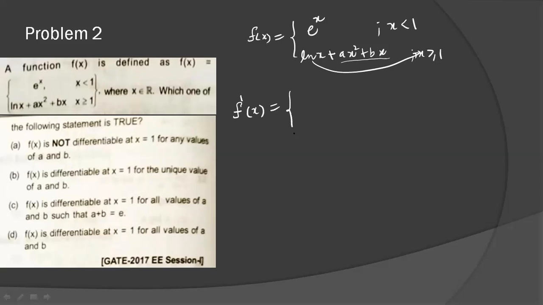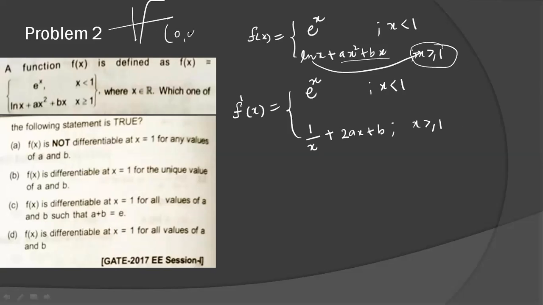So f dash x will be the differentiation of e to the power x, which is e to the power x, when x is less than 1. And the derivative of log x will be 1 upon x, plus ax square gives 2ax, plus b, when x is greater than or equal to 1. We can differentiate log x here because log x has domain x greater than 0, and that is a superset of this domain. It means log x can be differentiated here because log x has domain 0 to infinity, which is a superset of 1 to infinity. Meaning if the function is differentiable in 0 to infinity, then it will obviously be in 1 to infinity.